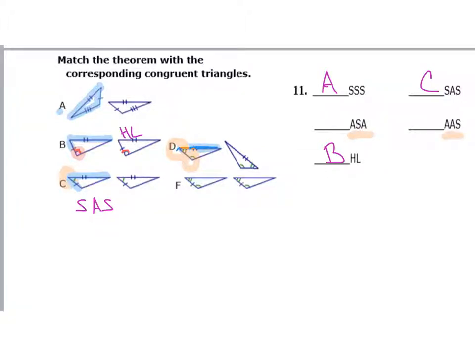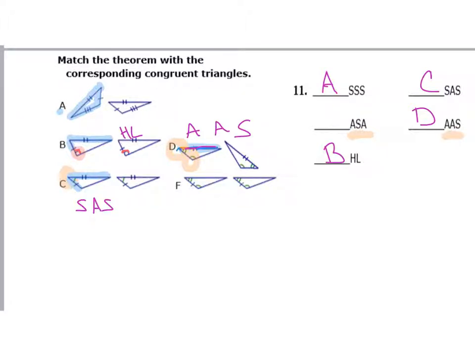I just need to pay attention to where my angles are. So I've got two angles, and then is the side in between them? Is it connecting those two circles? No, it's not. So it's not in between them. So this one, D, is angle, angle, side.